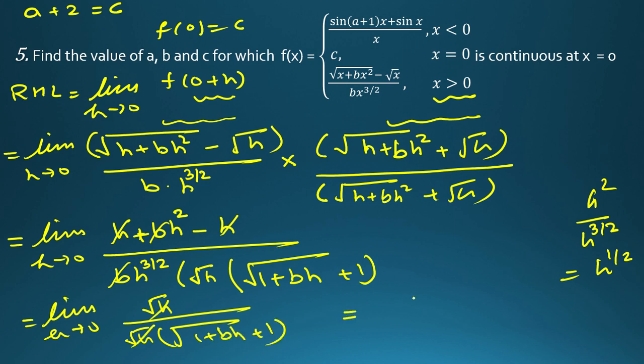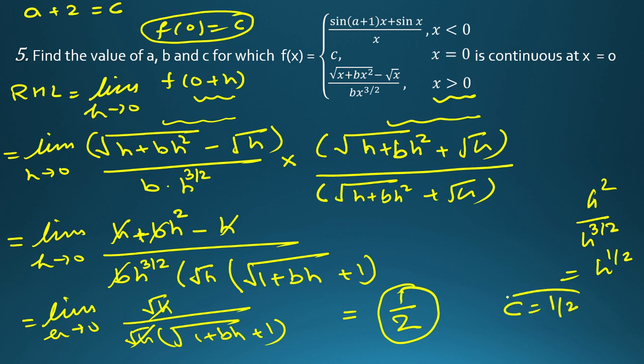Now put h is equal to 0 here. So you will get 1 upon 2. Okay. See, RHL is 1 upon 2. f(0) is equal to c. So it means c will be equal to half. That is one answer. And a plus 2 is equal to c means a plus 2 is equal to half, then a will be equal to minus 3 upon 2. 1 by 2 minus 2, I think it will be minus 3 upon 2.